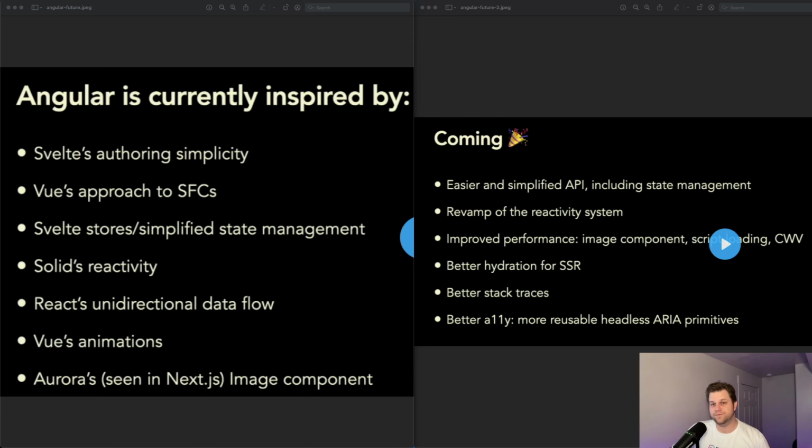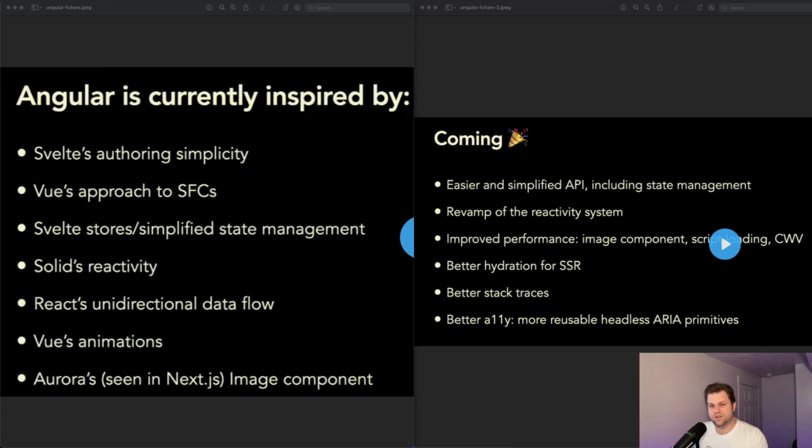Yeah, so these are in different parts of the talk, but first of all, I think it's great that they're looking at other frameworks and being inspired by them. So you've got Svelte's authoring simplicity, Vue's approach to single file components, Svelte stores and simplified state management, Solid's reactivity, which is awesome, React's unidirectional data flow, Vue's animations, and Aurora's image component. Okay.